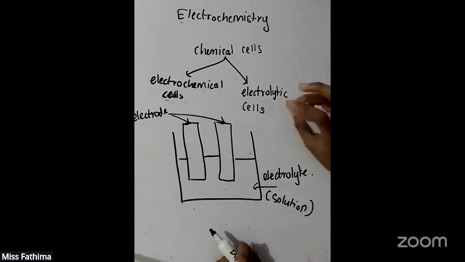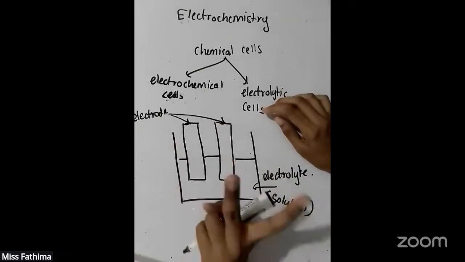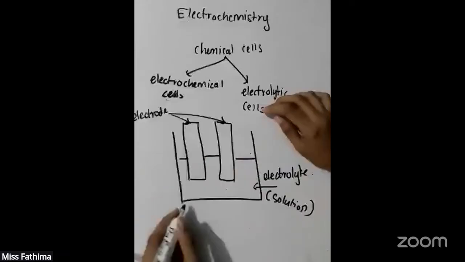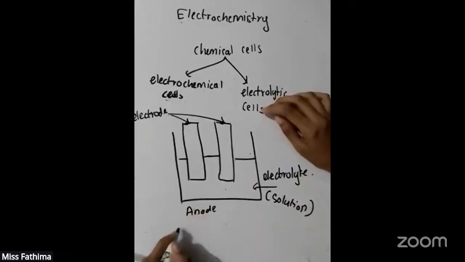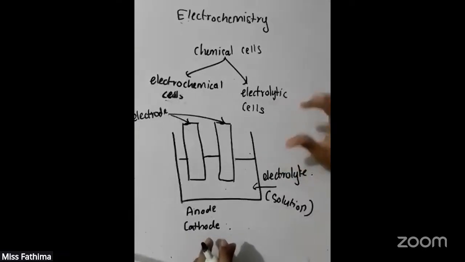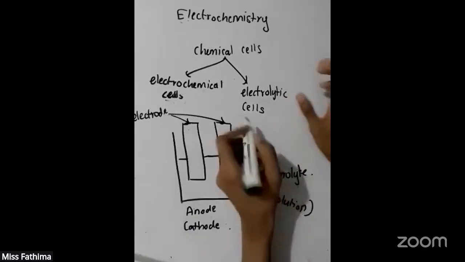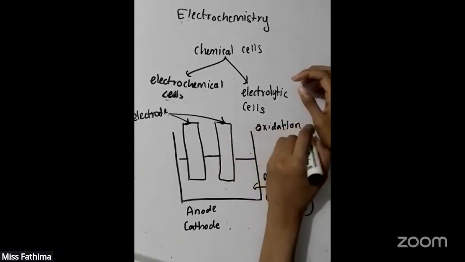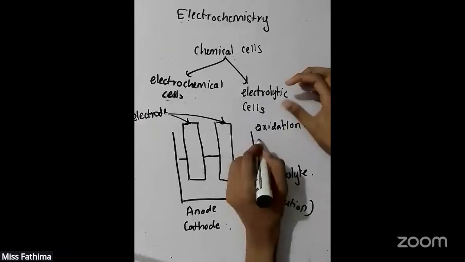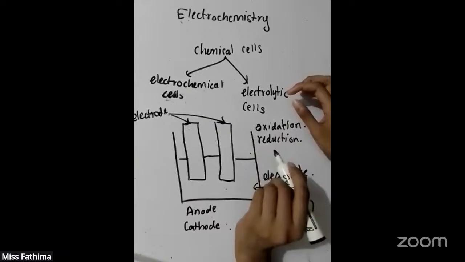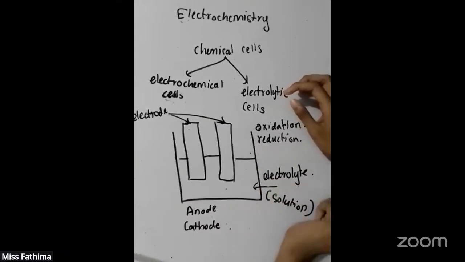Then you have to know that there are two types of electrodes. They are anode and cathode. Anode means the electrode that undergoes oxidization. You have something called oxidization and reduction. We will study about that now. We have to study about oxidization and reduction.